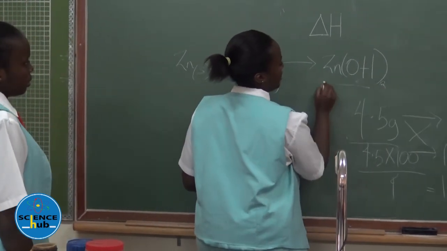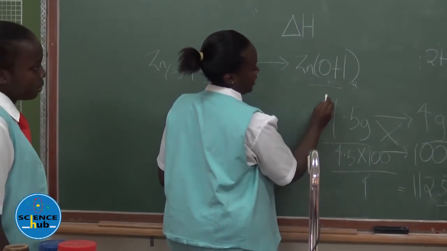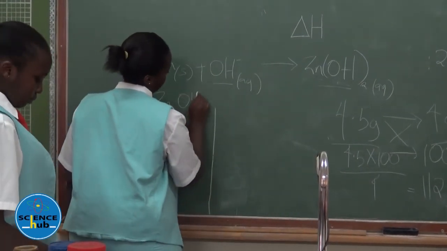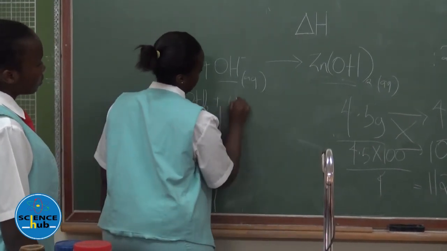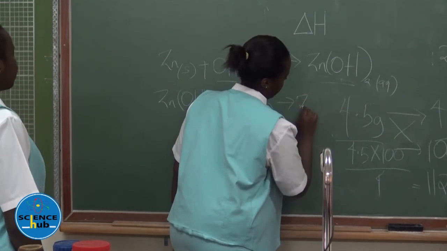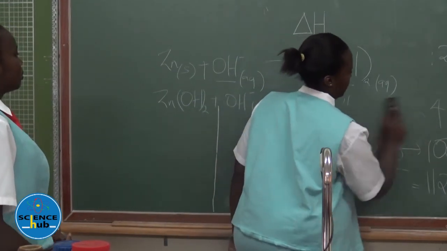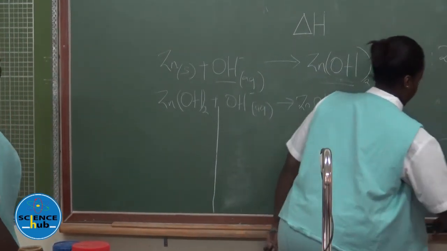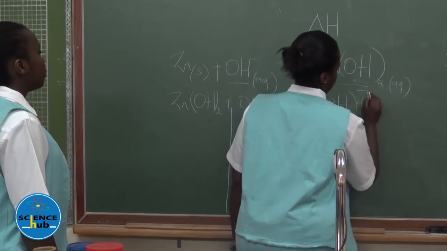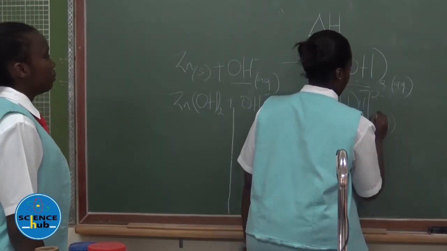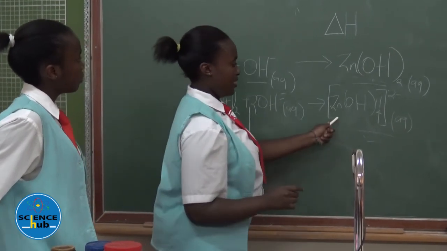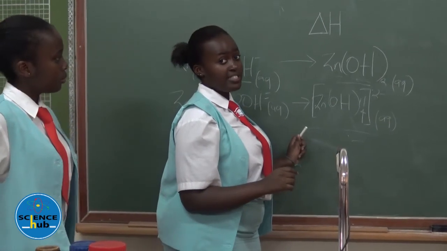The 2 is put here to balance because the valency of this is 2 and this is 1, so they interchange. This is when you put a few drops, but when you put it in excess, we formed this compound. Let me balance that. This compound is called a complex ion.